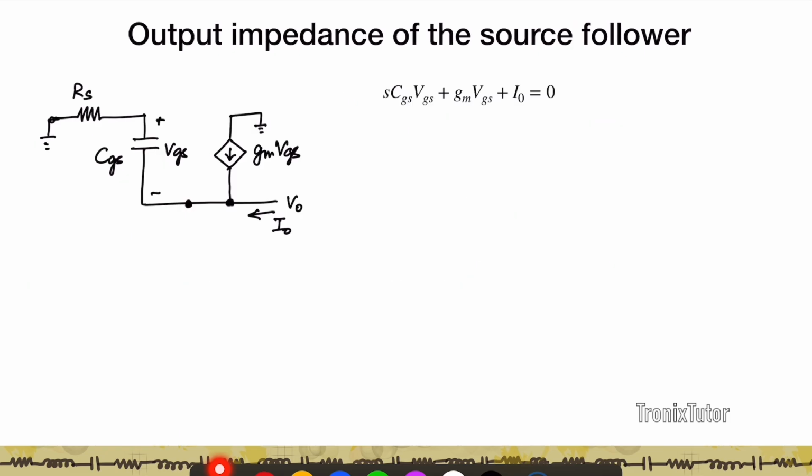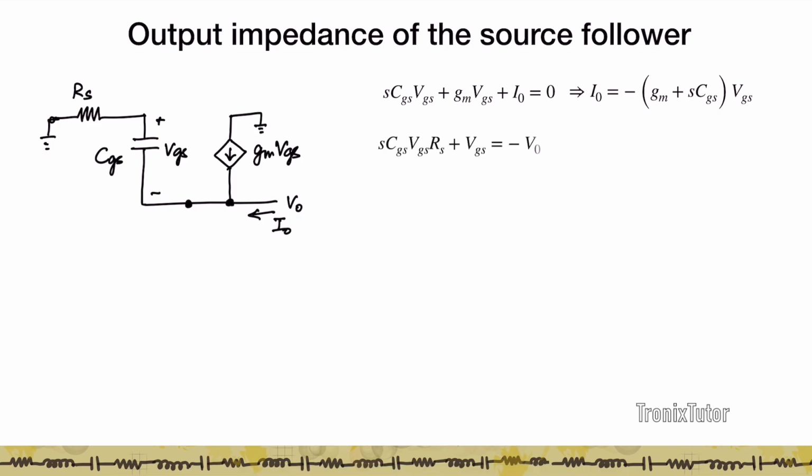Similarly, let's look at the output impedance of the source follower. Again, it gives you some interesting insights. For the output impedance, I short the input and I measure Vout by Iout, right? So again, here I have sCGS VGS plus gmVGS plus I0. So if I0 is coming in, gmVGS is also coming in, and sCGS VGS is the current flowing in. So KCL at this point gives the sum of the three currents to be 0, which gives you I0 as minus (gm plus sCGS) into VGS.